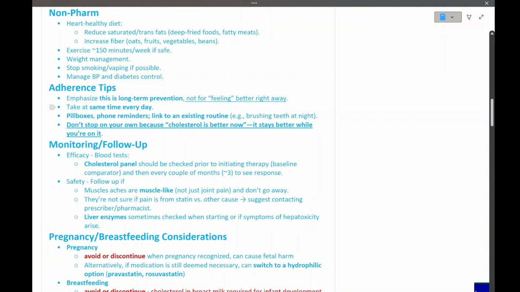Some adherence tips for the medication: we want to emphasize to the patient that this is a long-term prevention medication, not for feeling better right away. We want to remind the patient to take the medication at the same time every day to help with remembering to take the medication, which may help improve adherence. We can tell the patient to set phone reminders or link the habit of taking the medication to an existing routine to help, again, with adherence.